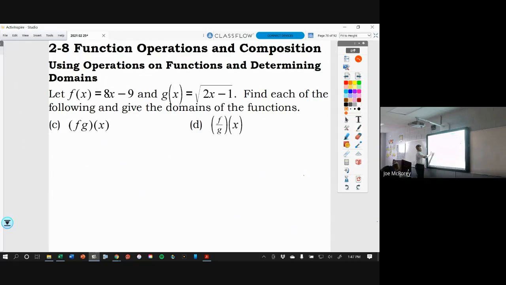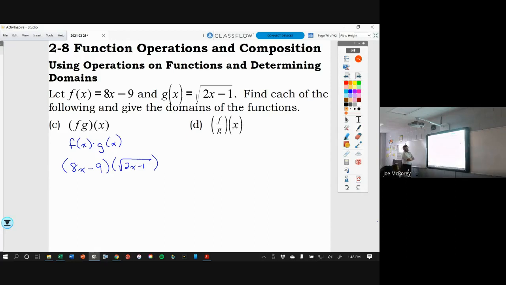f g of x, well that just means f of x times g of x, which means 8x minus 9 times the square root of 2x minus 1, and on your homework, that's what the computers want us to leave it as. Awesome. Don't do anything with that. Personally, I would distribute the square root of 2x minus 1. That's what I would do. But it's probably going to tell you that, though this is the correct answer, that's not what I'm looking for.